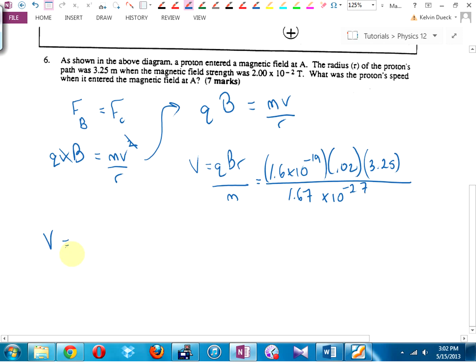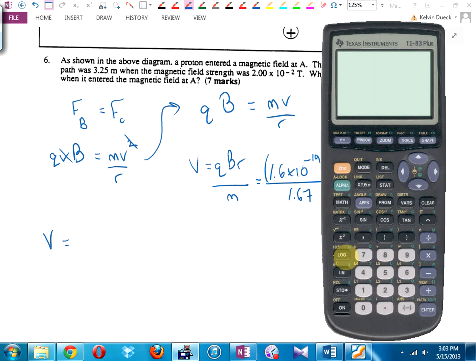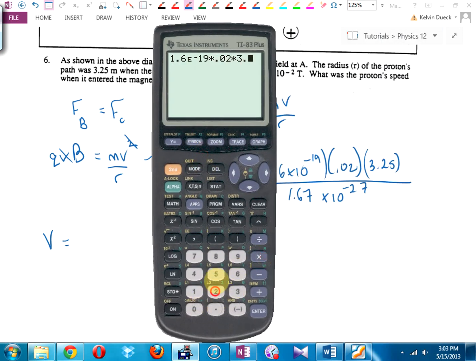Speed. By the way, I'm expecting something in the 10 to the 6th, 10 to the 7th, 10 to the 5th range, like fast. Okay. Troublemaker. I'll get you next week. Or you could just do the homework. 1.6 times 10 to the negative 19 times magnetic field was 0.02 times 3.25 divided by 1.67 times 10 to the negative 27. 6.23 times 10 to the 6.